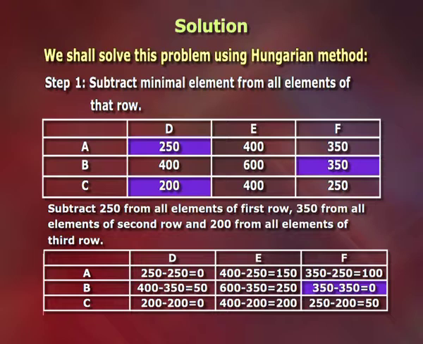And for the third row, we have to subtract 200. So we'll have the third row as 200 minus 200 equal to 0, 400 minus 200 equal to 200, and 250 minus 200 is equal to 50.